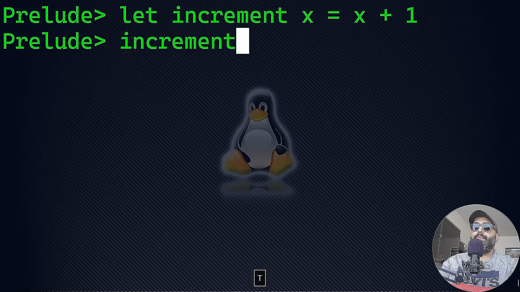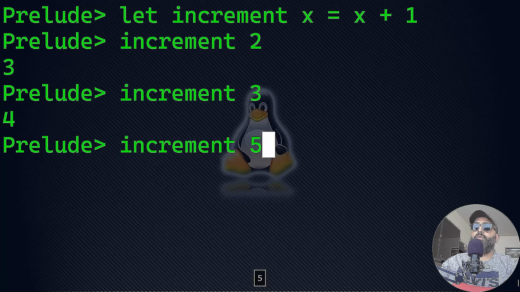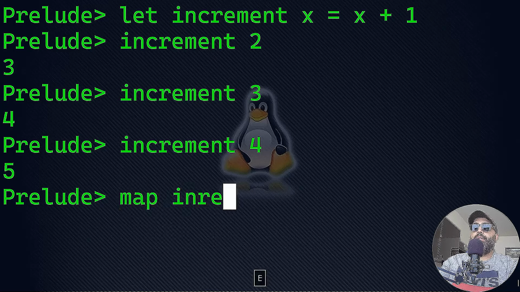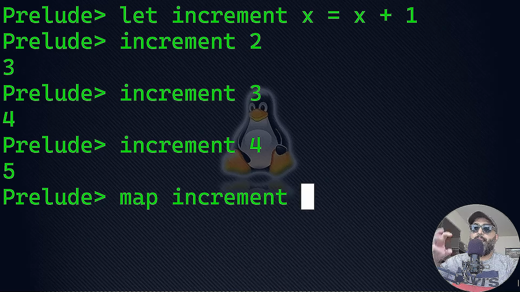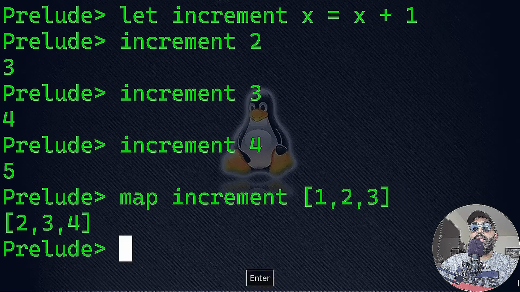Now, if you do increment 2, you're going to get 3. If you do increment 3, you're going to get 4. If you do 4, you're going to get 5, right? That's a simple function. Now, you can map that actually and pass the increment function to that map function, right? And you can pass a list. And when you hit enter, you will have 2, 3, 4, because it has iterated through that list of 1, 2, 3 and incremented each number by 1.